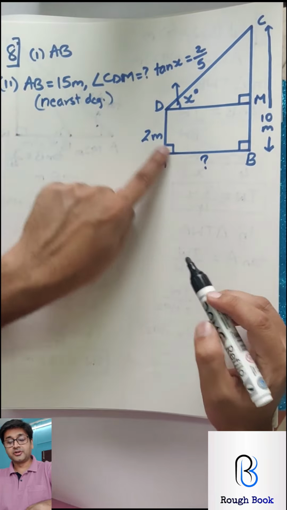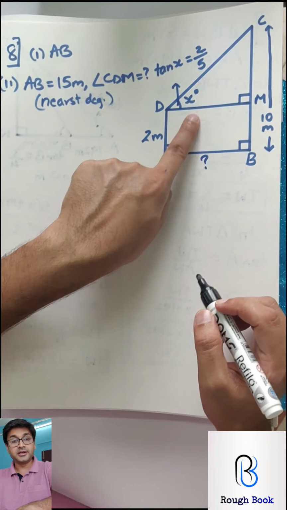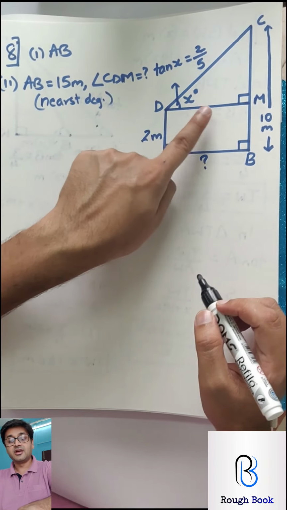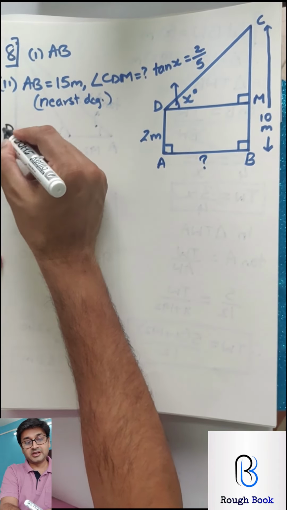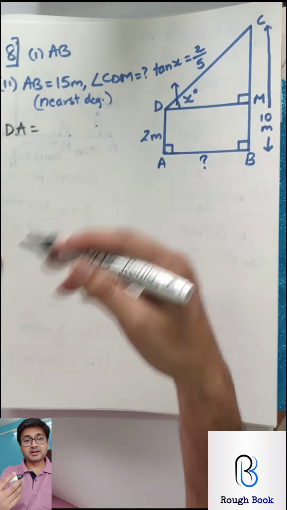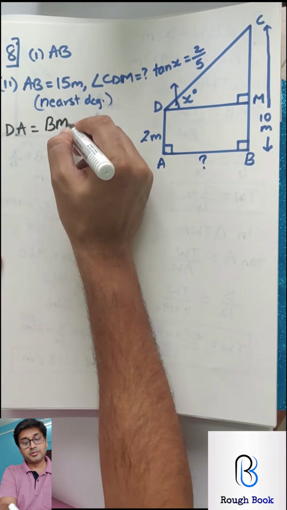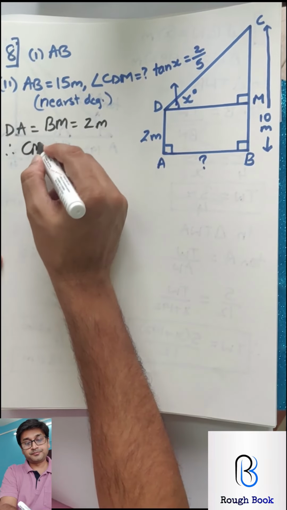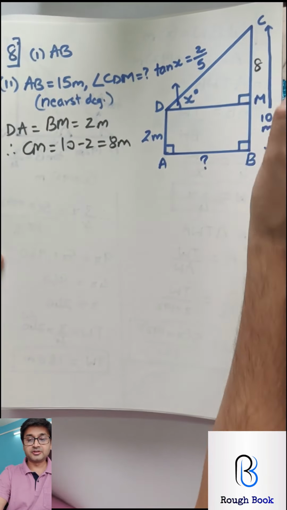Now your target is to first find AB. AB is equal to DM. Get DM, you'll get AB. How will you get DM? Go for triangle DCM. You know this is 8, this is 2 by 5. Get DM straight away. So first get CM. So for that we will say DA, you can say this is a rectangle and then come over here, or directly write, it's understood, is equal to BM equals 2 meters, and therefore CM is equal to 10 minus 2, 8 meters. So this is 8.